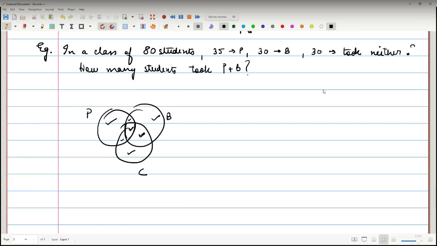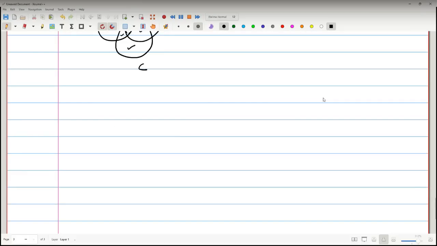Let's try one more topic today. Exercise 1.7. You have a doubt? Same concept, with a little elaboration. Do you want to solve it now or tomorrow? Now can be solved, sir.